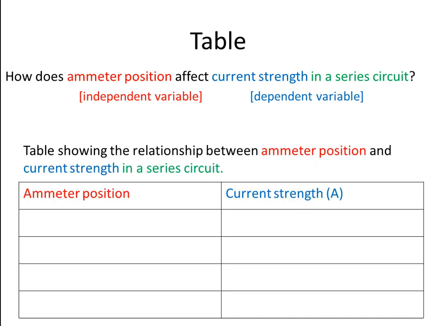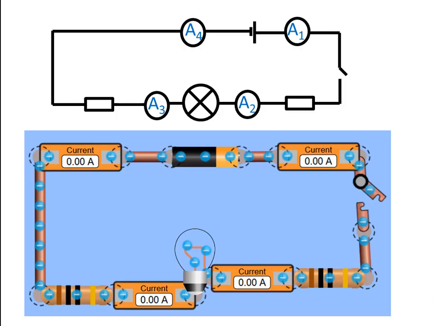I hope this is what you gave. Table showing the relationship between ammeter position and current strength in a series circuit. Ammeter position does not have a unit, but current strength does. Amperes, shortened as A. So what ammeter positions did we have? Now we could describe them, or we could simply refer to our circuit diagram. We call the positions A1, A2, A3, A4. So we could put those same labels into our table, and then using the circuit diagram, it's clear what we mean.